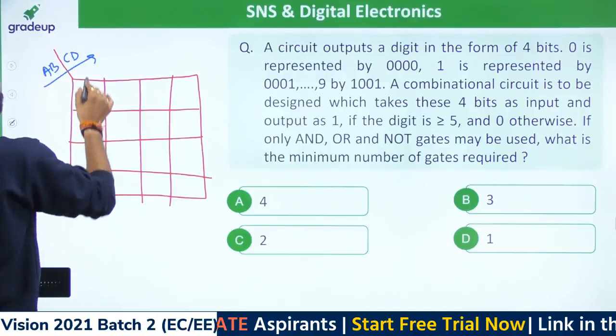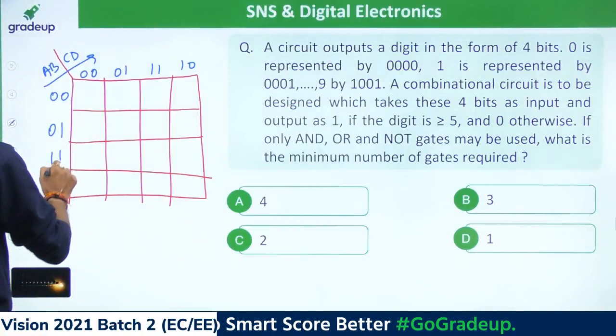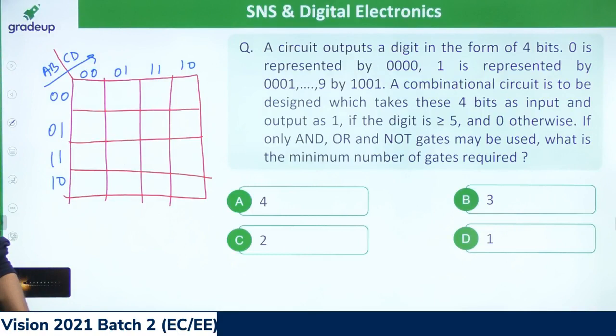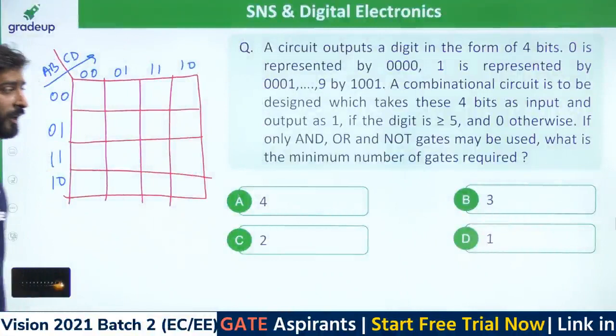So, 00, 01, 11, 10. Can anybody give me the answer? Why is 11 placed before 10? Why are we writing the 11 before the 10? Can anybody give me the answer for this question?